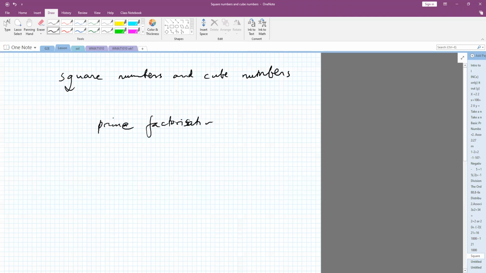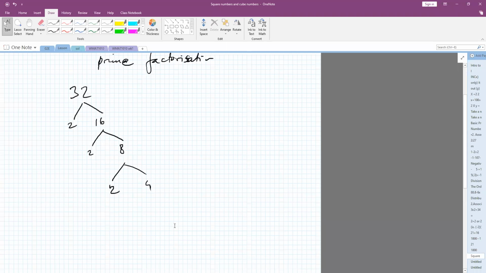So, for example, if we have a number, say 32, do you still remember how to do prime factorization? So divide 32 by 2. Okay. That makes 16. Divide 16 by 2. That makes 8. Divide 8 by 2. That makes 4. And divide 4 by 2. That makes 2.